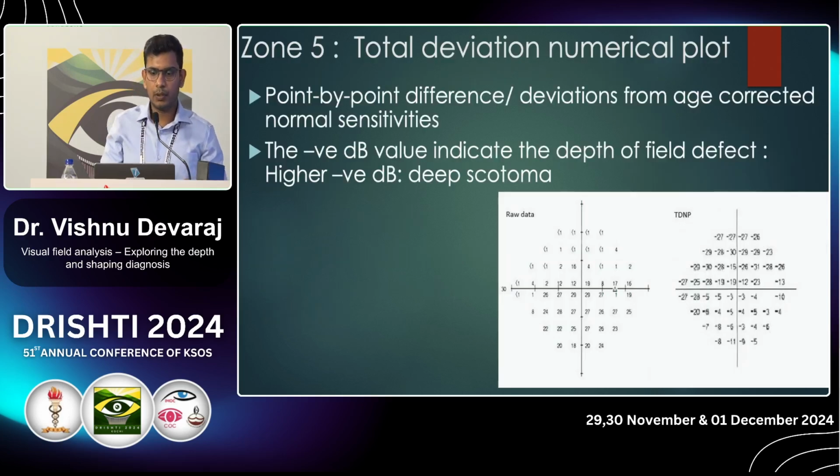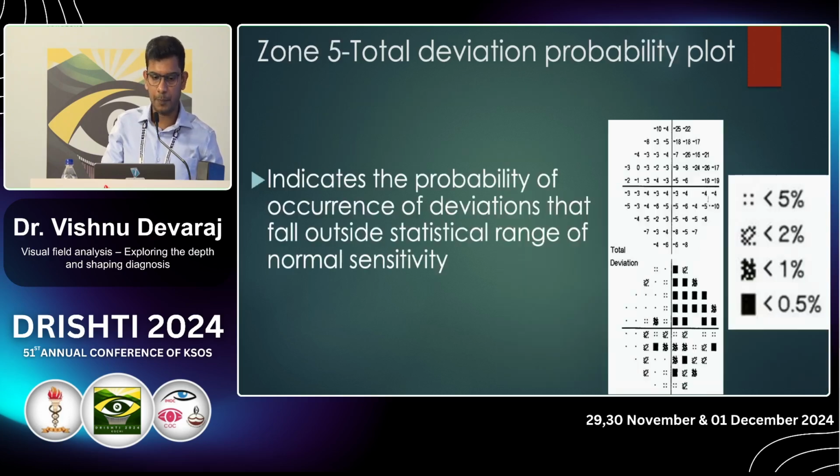Zone 5, total deviation numerical plot shows the point to point deviation from the normal age matched individuals, corrected normal sensitivities. So the negative decibel value indicates the depth of the field defect, and the higher the negative decibel value, the deeper the scotomas.